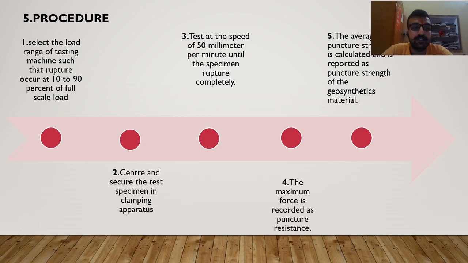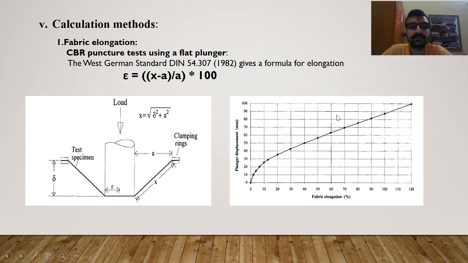Now coming to the procedure, first select the load range of testing machine such that rupture occurs at 10 to 90% of full scale load. Then center and secure the test specimen in the clamping apparatus. Test at the speed of 50 mm per minute until the specimen ruptures completely. The maximum force is recorded as the puncture resistance. Then the average puncture strength is calculated and is reported as the puncture strength of the geosynthetic material.